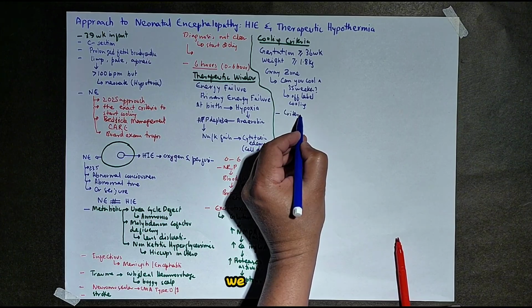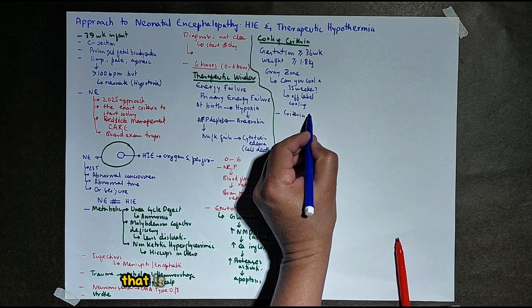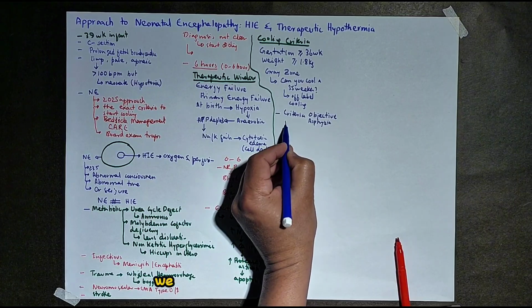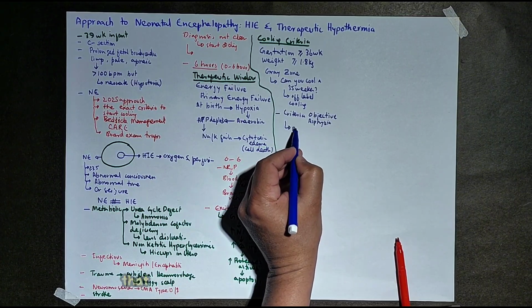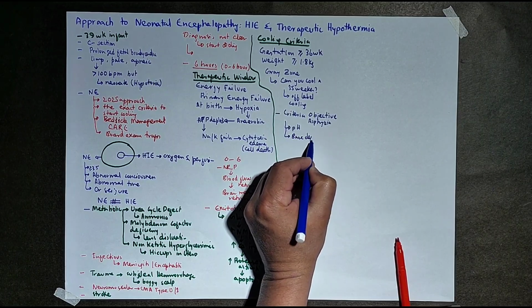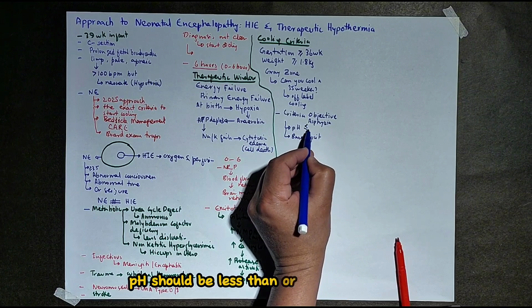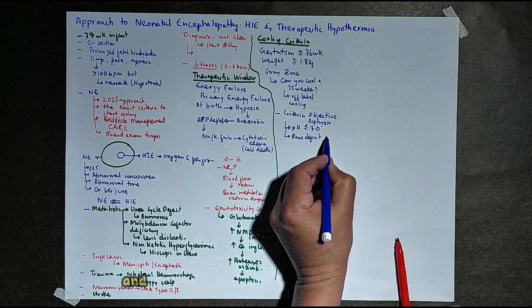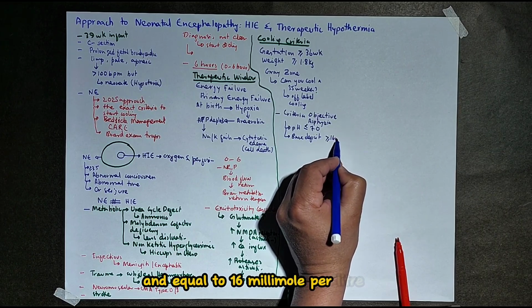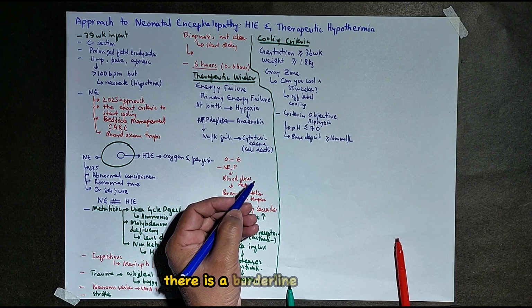Now we have the objective asphyxia, that is the lab values which are required. We need at least one of them, that is either the pH or the base deficit. pH should be less than or equal to 7.0, and base deficit should be greater than or equal to 16 millimole per liter.